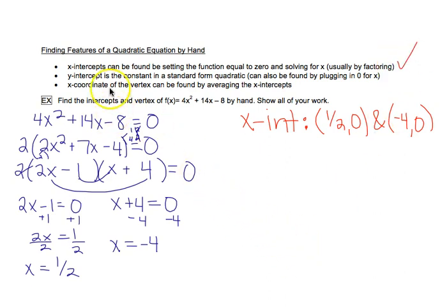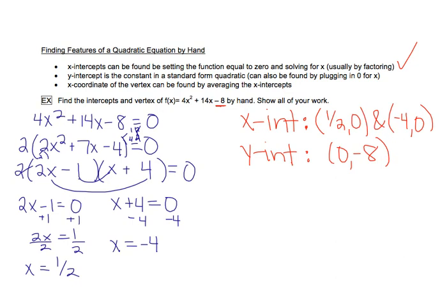Check right there. Second bullet point, the y-intercept. When I have a standard form quadratic, you can use a shortcut because it's just going to be whatever the constant is. So in this case, my constant's -8. I really don't have to do any work. I know that (0, -8) should be my y-intercept.